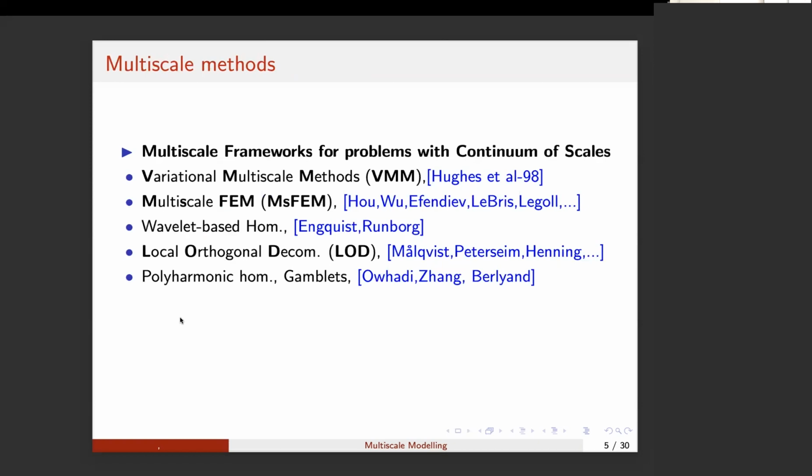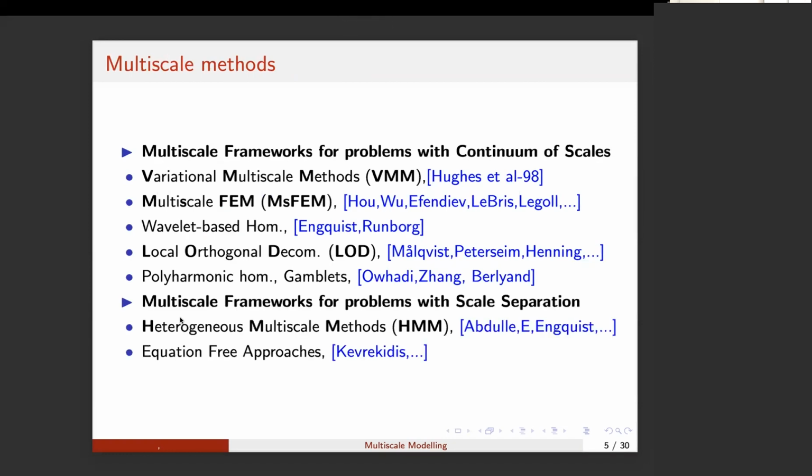There are various multi-scale methods which have been designed over the last two decades to tackle such problems. And myself, I have been gaining experience in the heterogeneous multi-scale method, essentially these two. Both methods were designed at very close times, both close to 2003. HMM and equation-free approaches, but there are also other types of methods which are cited here.